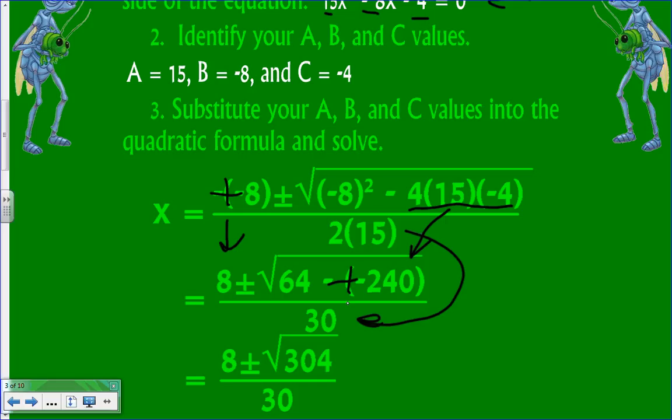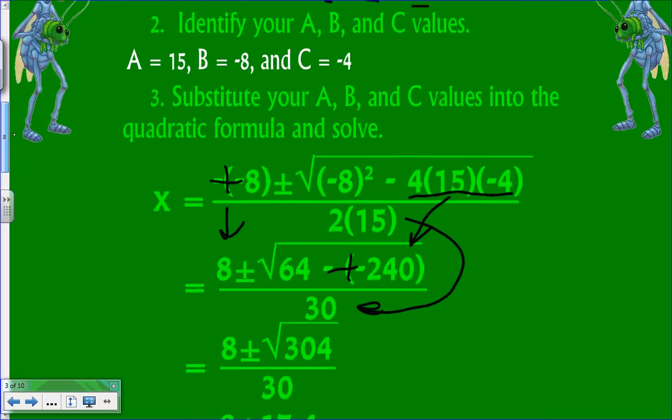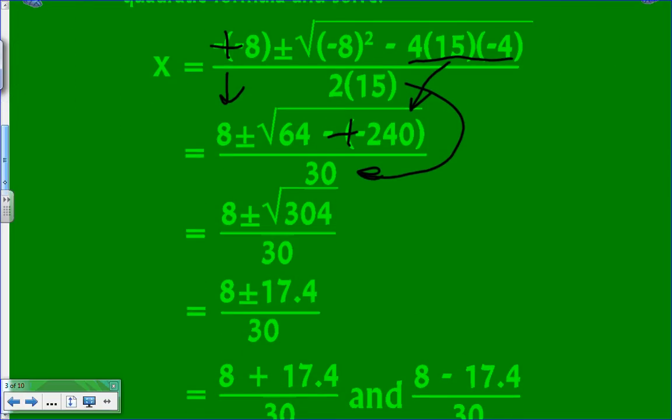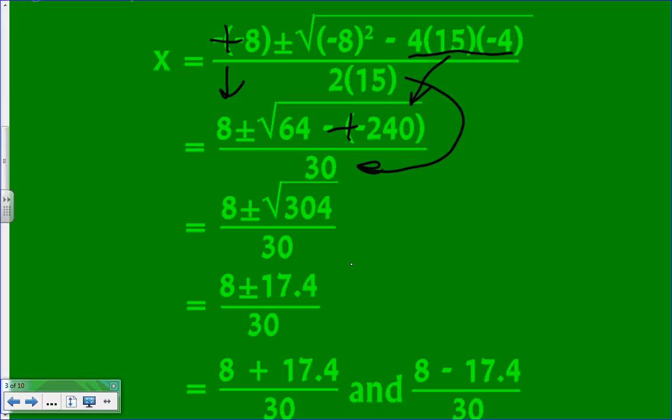So now we're left with 8 plus or minus the square root of 304, all divided by 30. And the plus or minus is where we get multiple solutions from, because we have to do the square root of 304, which ends up being 17.4-ish. Okay? So we're rounding here, but that's okay. So then that's where we break it off.